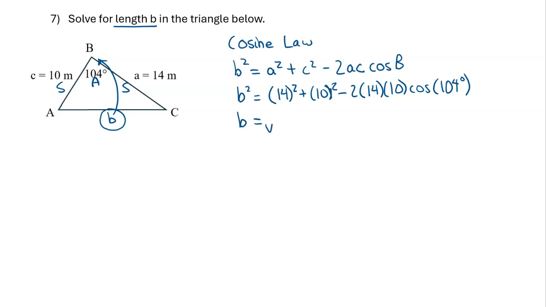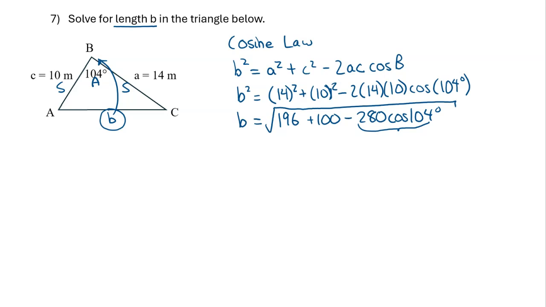Now in order to get the length b by itself, we have to take the square root. So we take the square root of all this. 14 squared is 196. 10 squared is 100. And then 2 times 14 times 10 gives us negative 280. And then the cosine of 104. And here's where a lot of people make a mistake. They take the 280 and the cosine of 104, and they don't multiply that first. You have to remember your order of operations. You must multiply that before subtracting it from the other numbers.